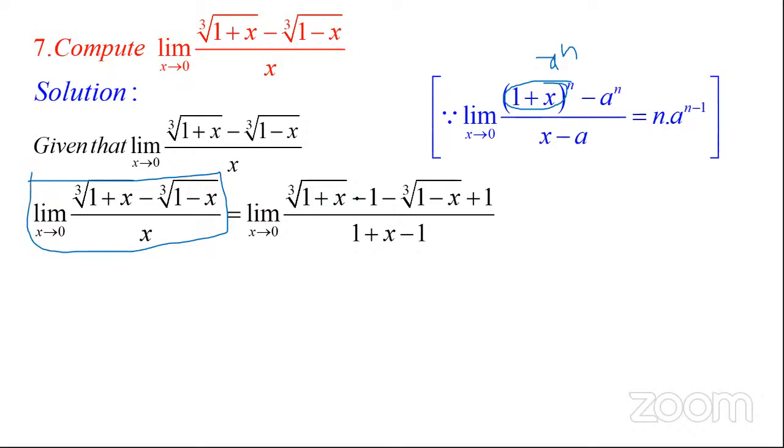For this one, I'm adding and subtracting 1 with the 1. Please note this, children. So this is x power n only, 1 dot, not this one. So x power n minus a power n by x minus a.